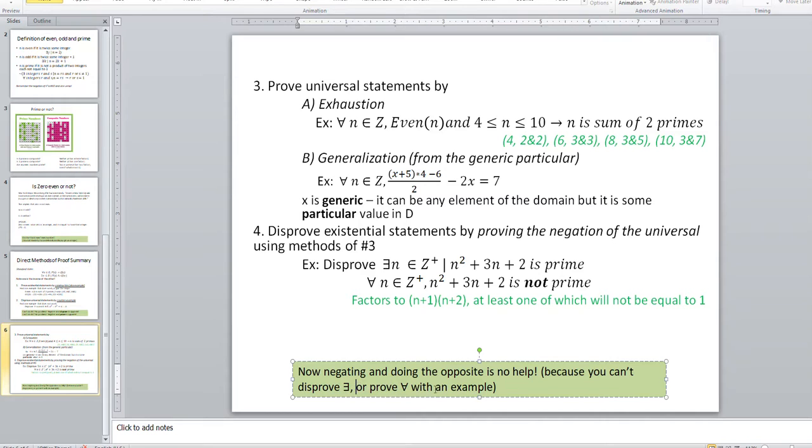And just a little takeaway box here. We can't negate and do the opposite because you can't disprove an existential or prove a universal with a single example.